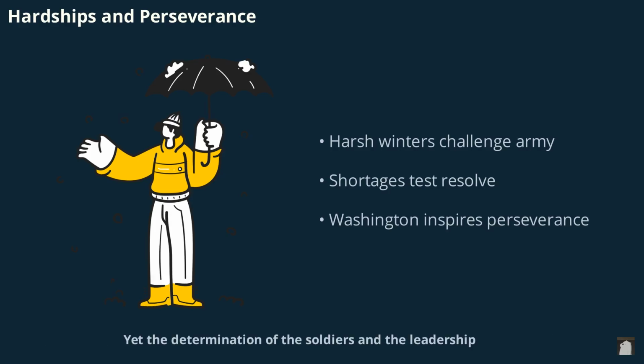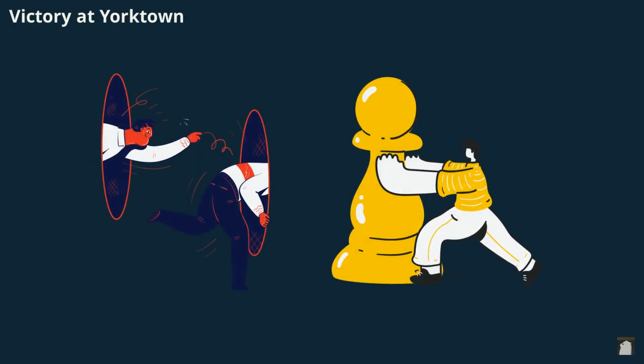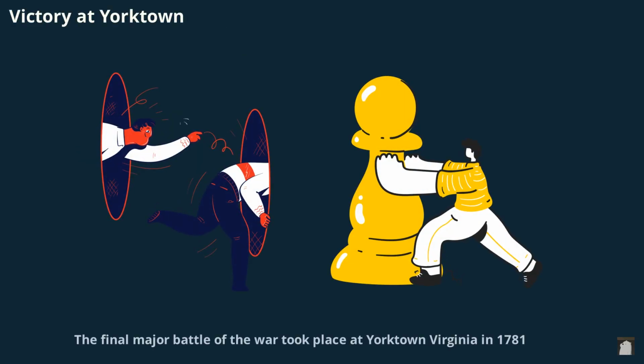Yet the determination of the soldiers and the leadership of figures like George Washington kept the cause alive. Their perseverance became a symbol of the American spirit. The final major battle of the war took place at Yorktown, Virginia in 1781. American and French forces surrounded the British Army, forcing their surrender. This decisive victory effectively ended the fighting and paved the way for peace negotiations.